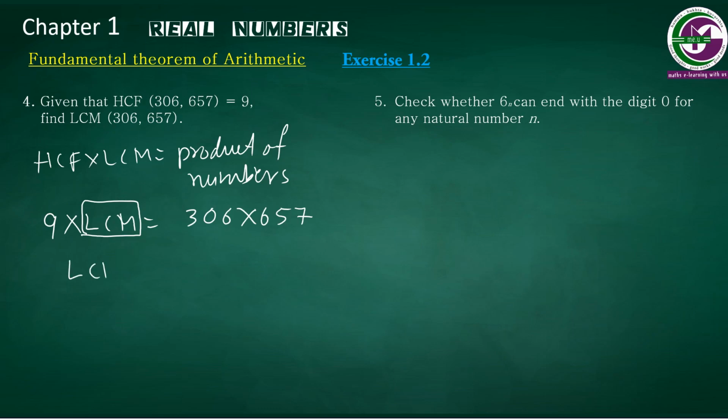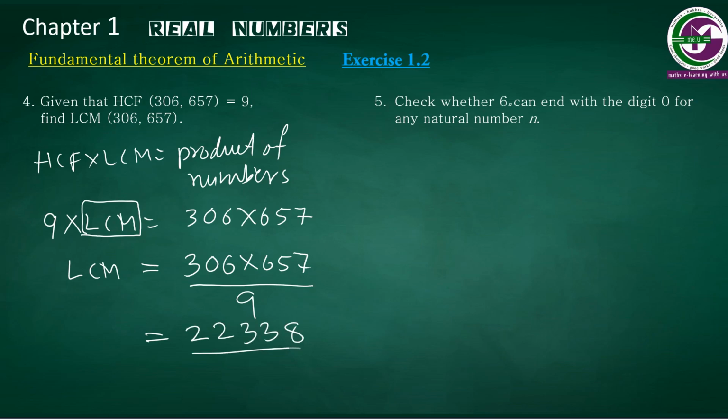So LCM equals, we'll divide both sides by HCF. So we'll get LCM equals 306 times 657 divided by HCF. After calculating, you can divide first before multiplying, because if you multiply first, you will get a big number. HCF will be a factor of 306. HCF must be a factor of 657 because it is the highest common factor of both the numbers. So you can divide 306 by HCF first, or 657 by HCF. Then you can multiply the numbers. So the answer will be 22,338. So this is the LCM of these two numbers.